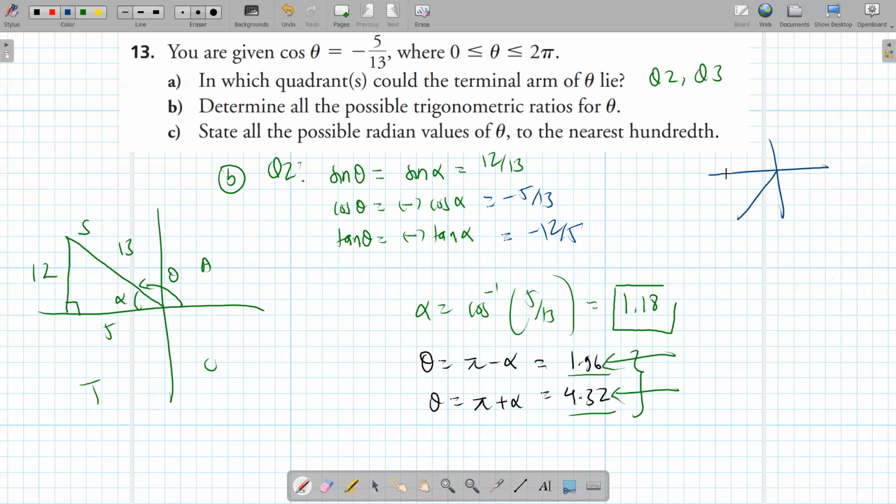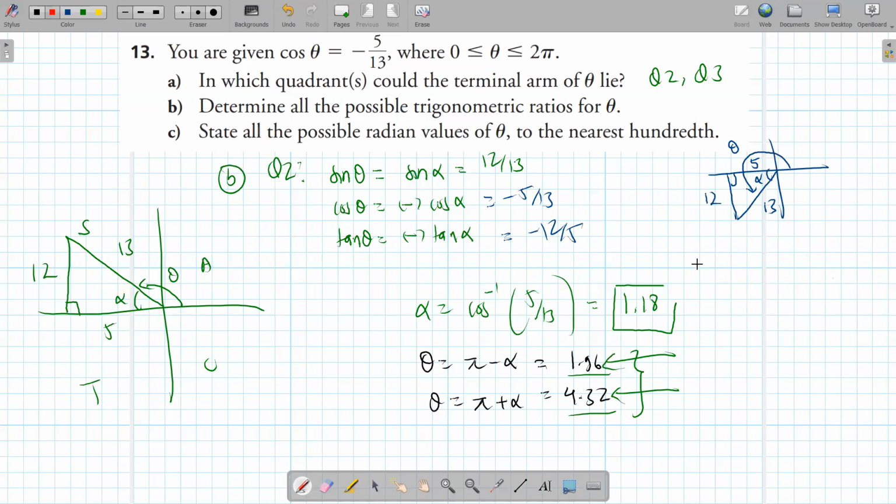So now let's build a triangle in quadrant 3. Our alpha is here, and this is our theta. This big thing is our theta. And we know in this triangle, the adjacent was 5, the hypotenuse was 13, and the opposite was 12. Same thing as this triangle.